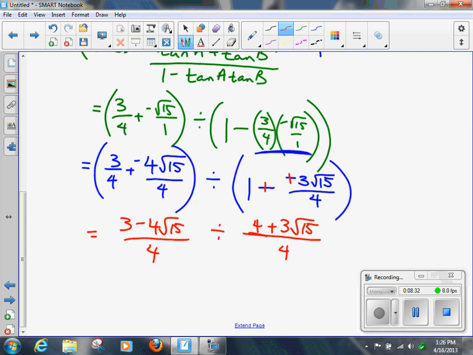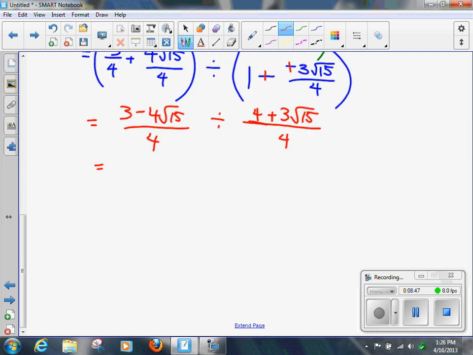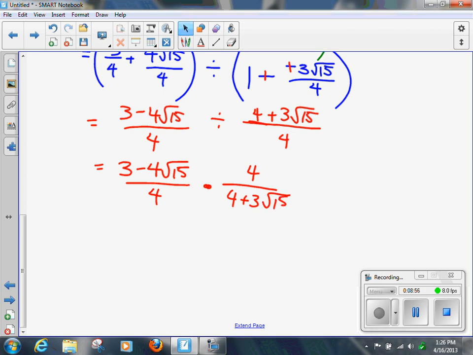That's good. This is where it gets tricky. And again, is this trig? This is algebra 2. It's algebra 2, y'all. Here we go. 3 minus 4 root 15. Multiply by the reciprocal. Oh, look what's getting ready to happen. 4's cancel. The 3's cancel.